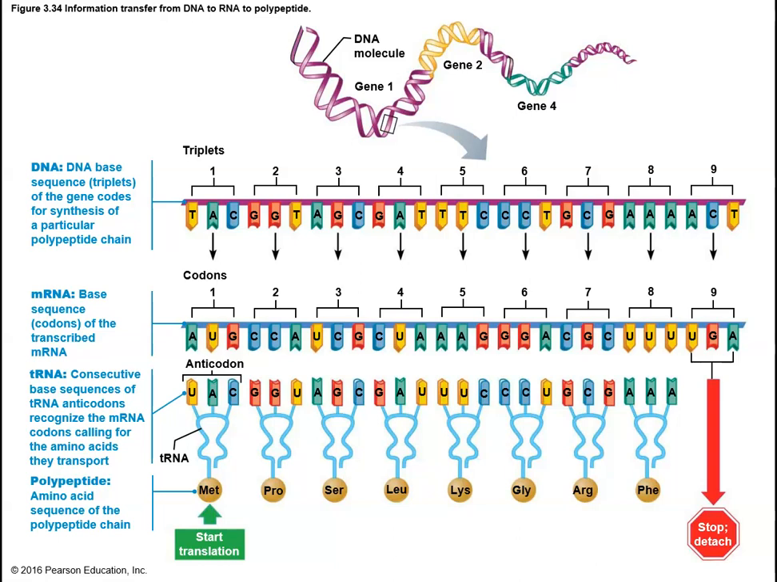If we look up UCG, that would tell us that we're looking for serine. And so that tells you which amino acid goes where. And so by the end of this process, hopefully we didn't make mistakes.